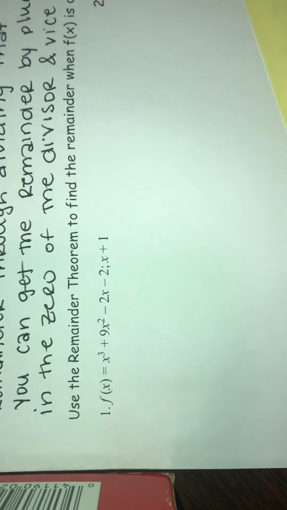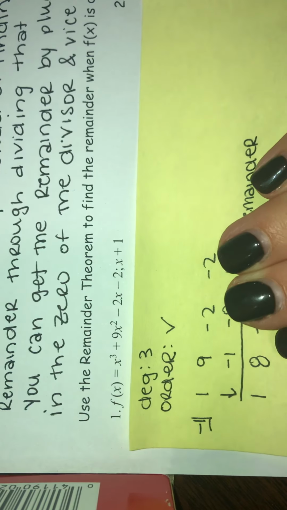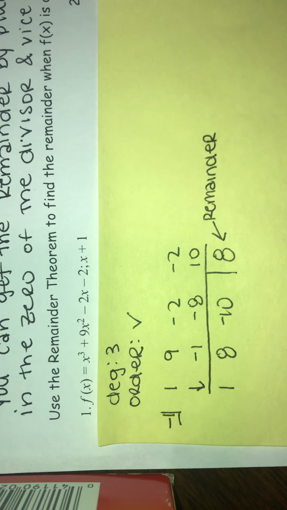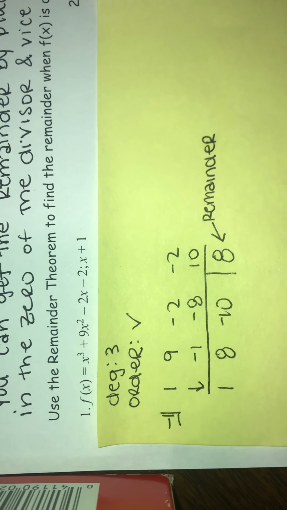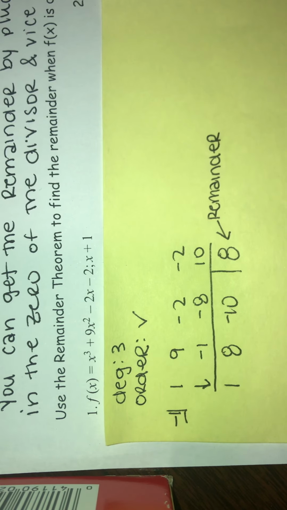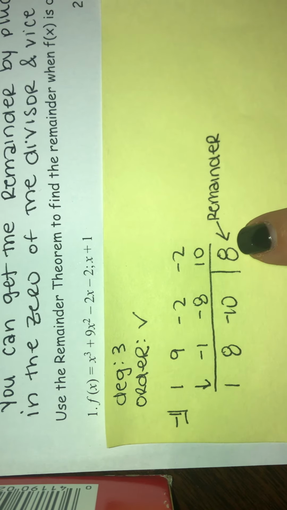if I wanted to synthetically divide, I would do this. I would find the degree, I would check that it's in order, I would line up the coefficients, and put the zero in the box. Notice that because it's x plus 1, I put -1 in the box. I do my synthetic division, and I see that I get a remainder of 8.